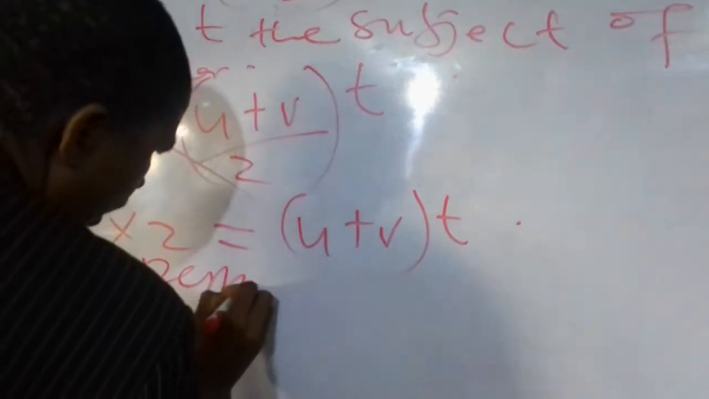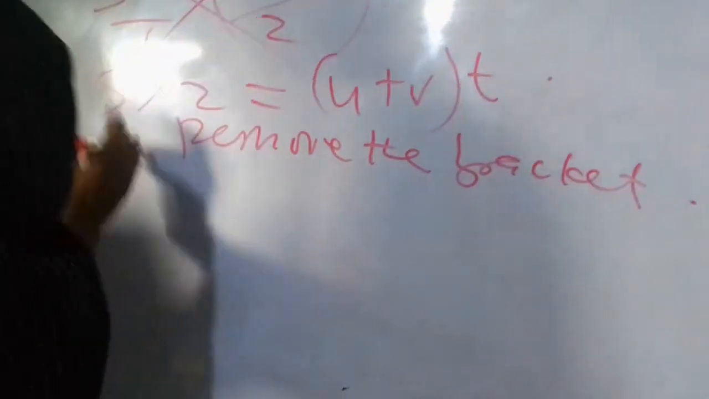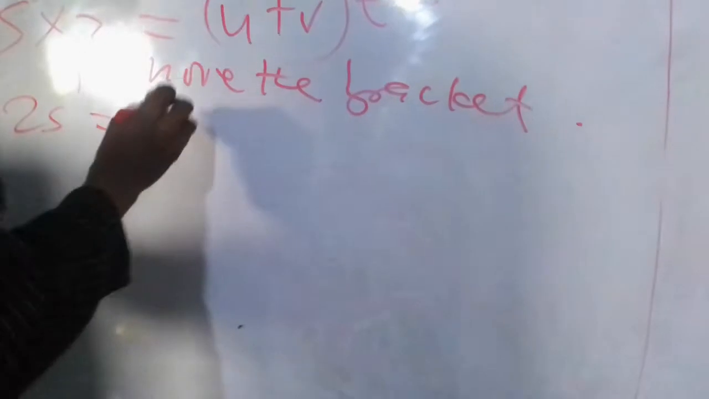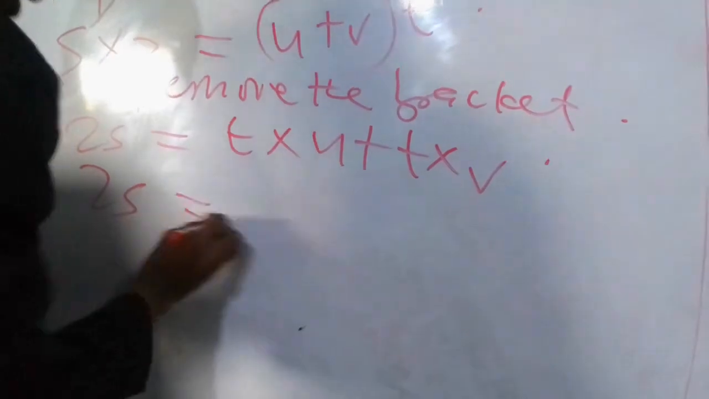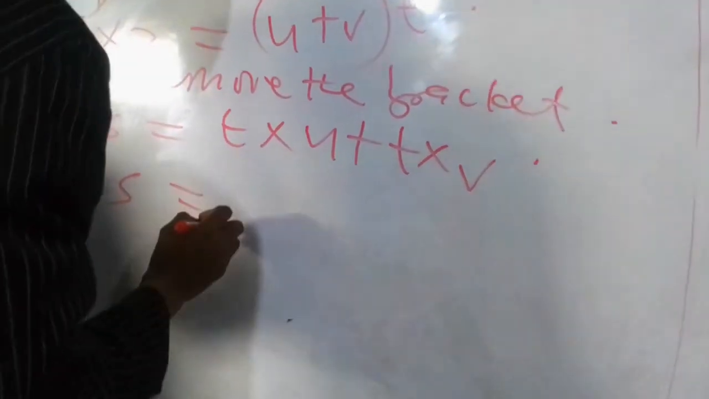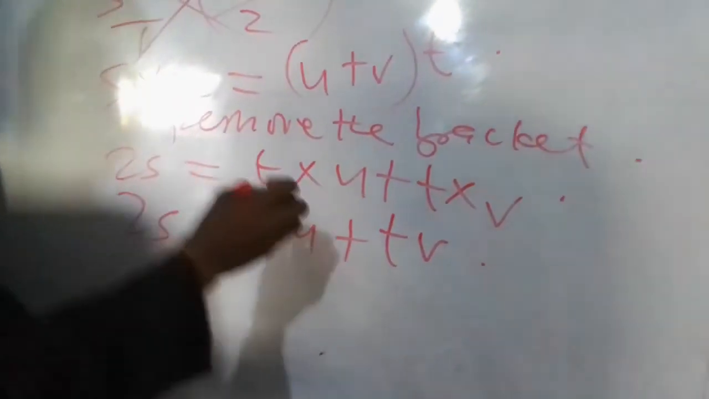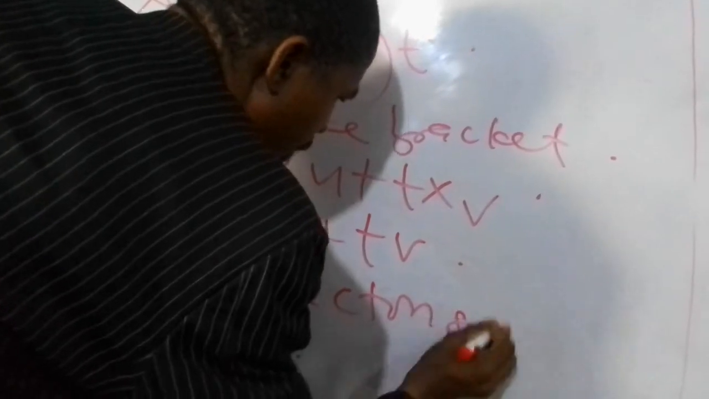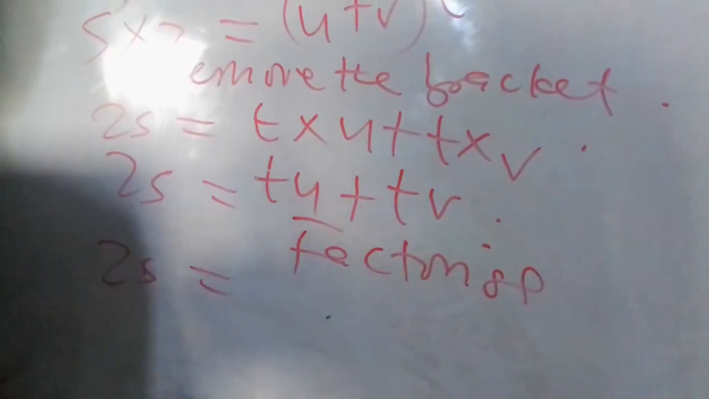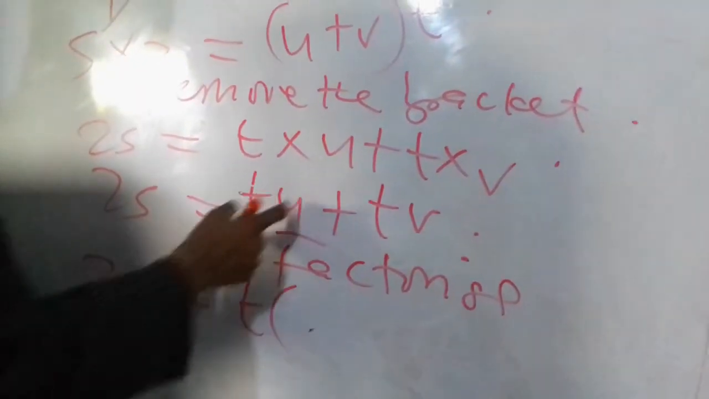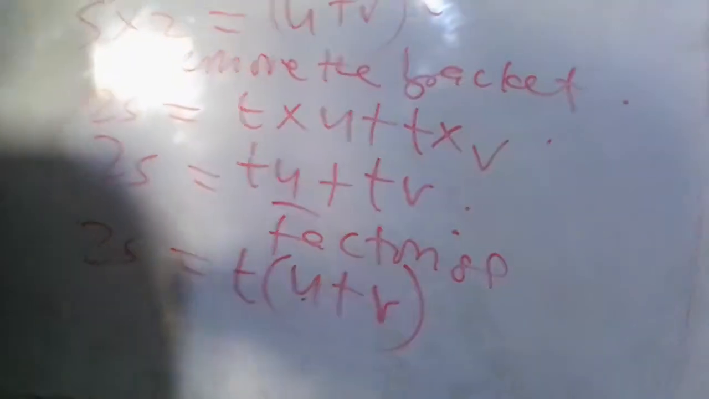Then let's remove the bracket. Removing the bracket, 2 times S, 2S, is equal to T times U plus T times V. That is TU plus TV. What do we do? We factorize. T is common to both terms. We now have T into what? T in TU is U, plus T in TV is V, isn't it?